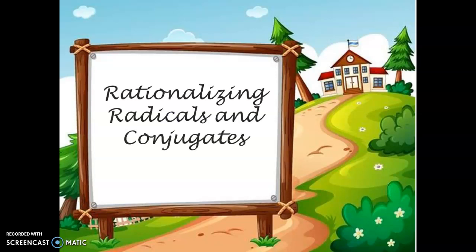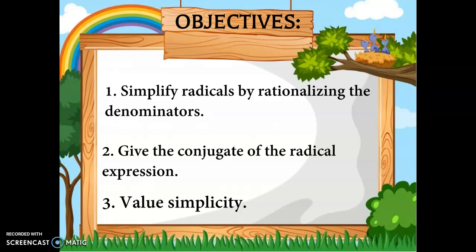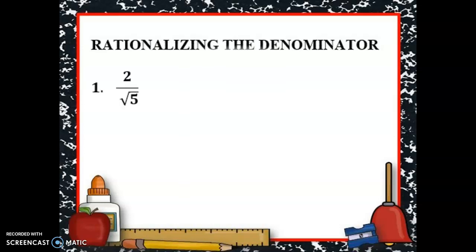So, ang topic po natin ngayon is about rationalizing radicals and conjugates. To start with, ang objectives po natin is simplify radicals by rationalizing the denominators, give the conjugate of radical expression, and value simplicity. So, simulan po muna natin sa isang priming activity kung saan i-rationalize natin ang denominator ng given expression which is 2 over square root of 5.